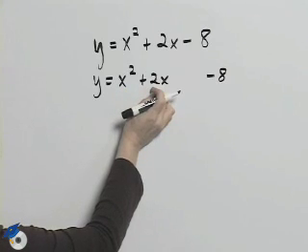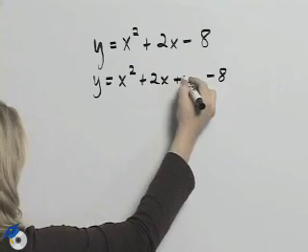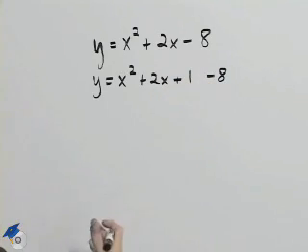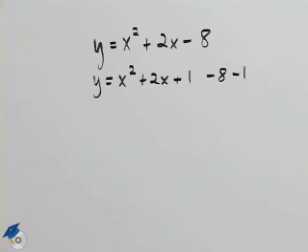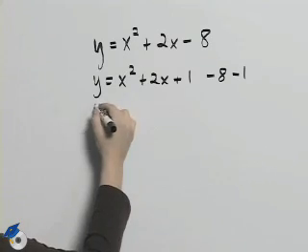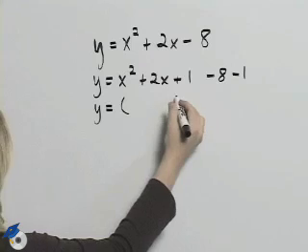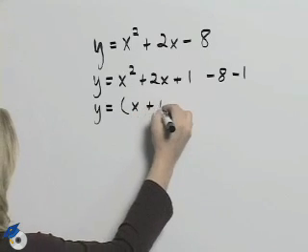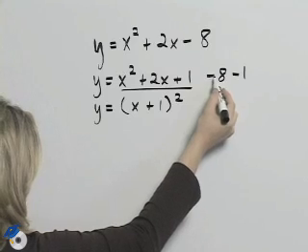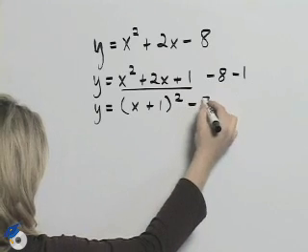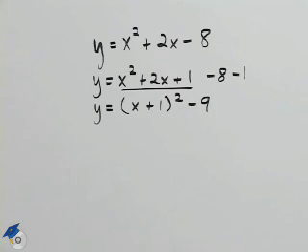Here, we'll take half of 2, which is 1. 1 squared is 1, so we'll add 1. Now, if we add 1 to that side, we have to subtract 1 so that it's equivalent to adding 0. I can now complete the square and write x plus 1 squared for this portion. And then minus 8 minus 1 is minus 9. So the standard form of the equation is y equals x plus 1 squared minus 9.